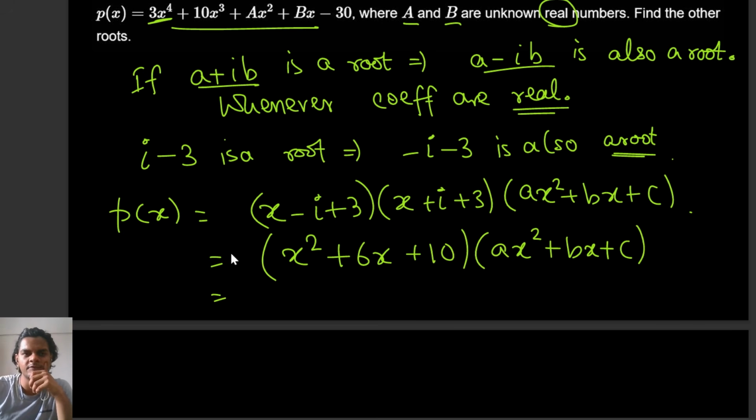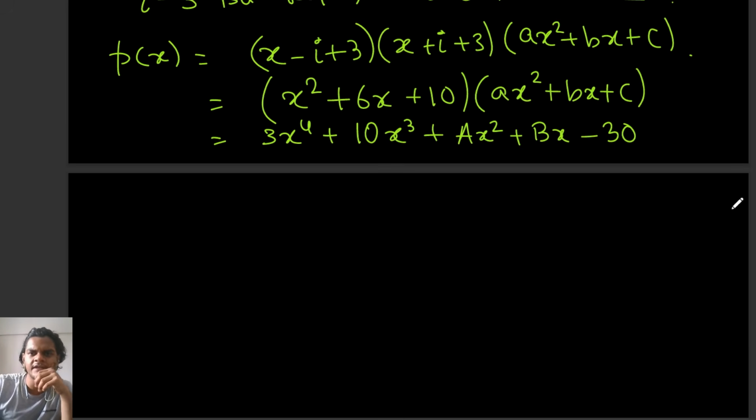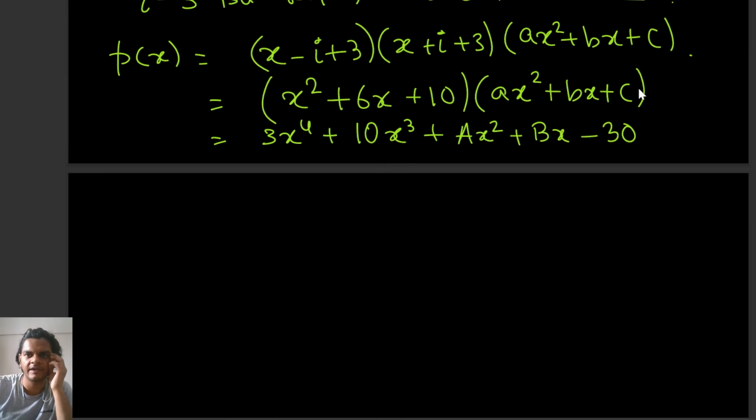Now this has to be equal to what? The given thing, 3x power 4 plus 10x cube plus ax square plus bx minus 30. What do we need to find? Find the other roots. We don't need to find ab. We are not interested in that. So to find the other roots, we need to solve for this particular equation. So we need to find what a, b, c are.